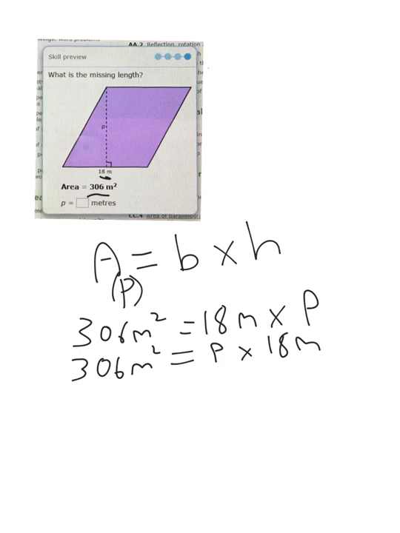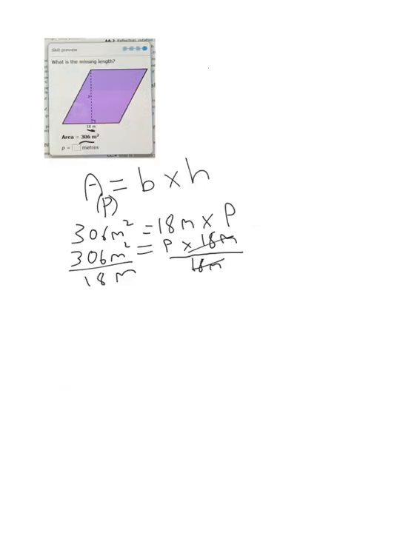So if I want to get the P by itself, I need to do the opposite operation to times 18, which is divided by 18. What I do to one side, I have to do to the other. These cancel out. So 306 divided by 18 equals P. I'll do that division here.